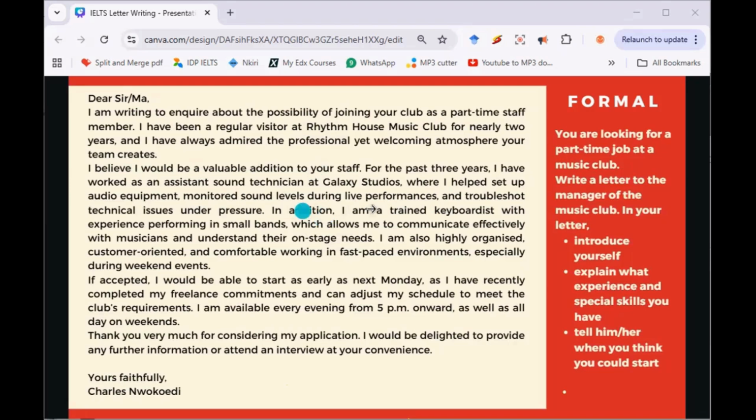In addition, I am a trained keyboardist with experience performing in small bands, which allows me to communicate effectively with musicians and understand their on-stage needs. I am also highly organized, customer-oriented, and comfortable working in fast-paced environment, especially during weekend events. If accepted, I would be able to start as early as next Monday as I have recently completed my freelance commitments and can adjust my schedule to meet the club's requirements.